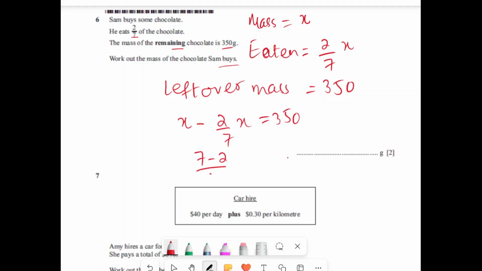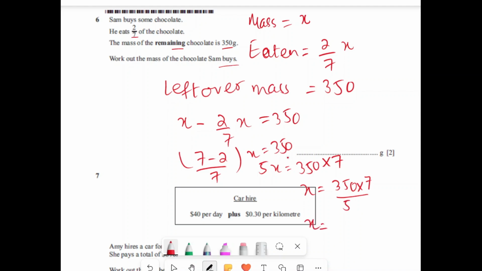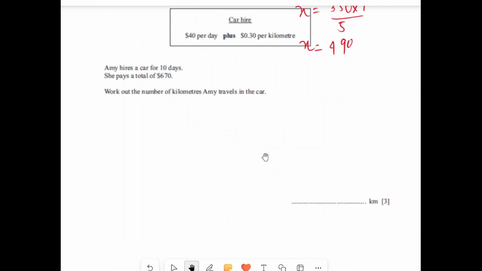So X minus 2/7 X is equal to 350. 5/7 X is equal to 350, so 5X is equal to 350 multiplied by 7. And X will be 350 multiplied by 7 divided by 5. Upon simplification, X will be equal to 490. So 490 grams was the total mass of the chocolate that he bought, out of which 2/7 was eaten and 350 was left. Okay, let's move to the next one.